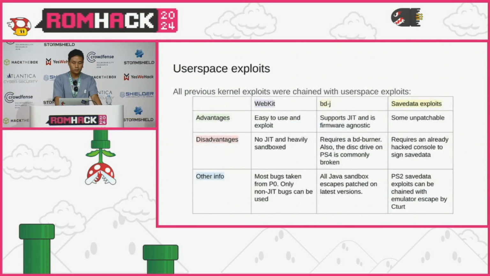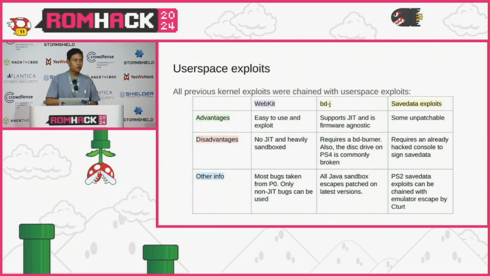All the previous kernel exploits so far were chained with some user space exploit. So usual entry points are WebKit, BDJ, or some save data vulnerability. For WebKit, bugs are usually taken from Project Zero to gain read and write primitives in the browser. They are usually simple to exploit and also simple to use for end users. But the WebKit exploit process is heavily sandboxed, and it doesn't support JIT.